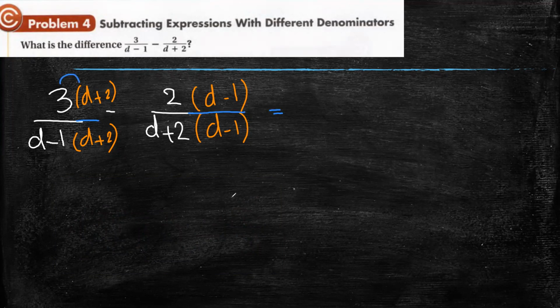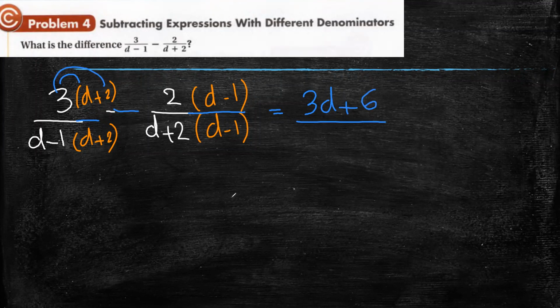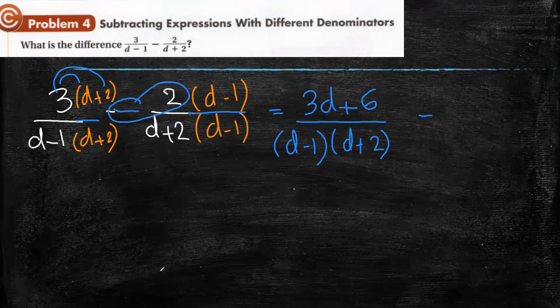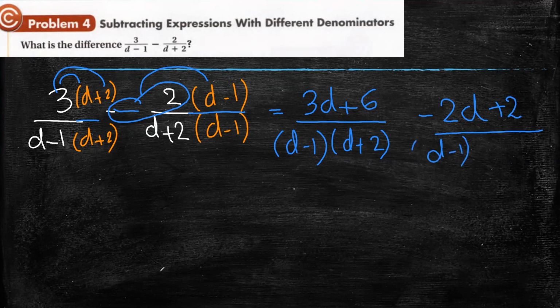Let's now use the distributive property. We have 3 times d plus 3 times 2 over d minus 1 times d plus 2. Before multiplying them, keep it as it is first. Then, here we have negative 2. I want you now to multiply negative 2 times each factor. So we have negative 2 times d, which is negative 2d, and negative 2 times negative 1 is what? Positive 2. Over d minus 1 times d plus 2.